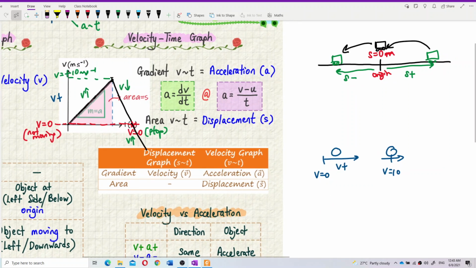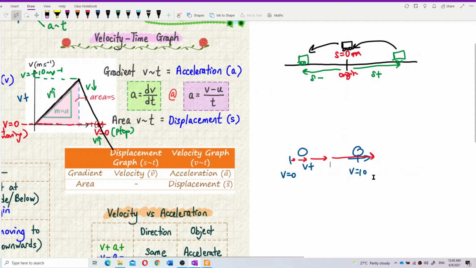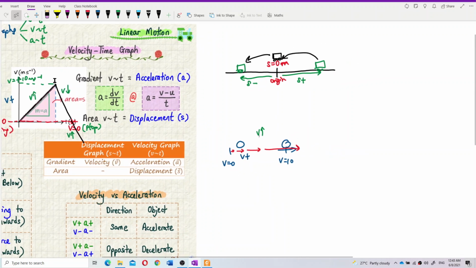From here to here, maybe I can draw a little bit nicer, it becomes faster and faster until it reaches 10 meters per second. Just now it became faster and faster, it accelerated. But after that the object slows down. Yeah, this is the velocity graph. I hope you understand. It slows down.